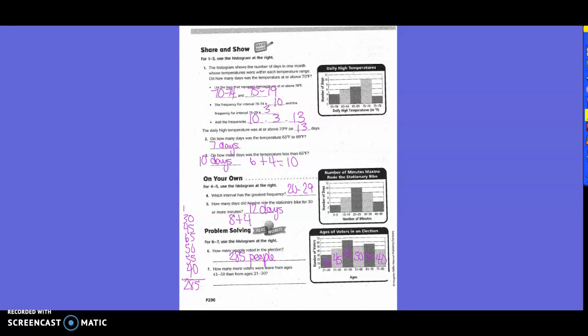How many more voters were there from ages 41 to 50 than from ages 21 to 30? We went ahead and put the number of voters on each of those bars for those different intervals. So we would take 65 for the 41 to 50 age range minus 30 for the 21 to 30 age range. 65 minus 30 equals 35. So 35 more voters.